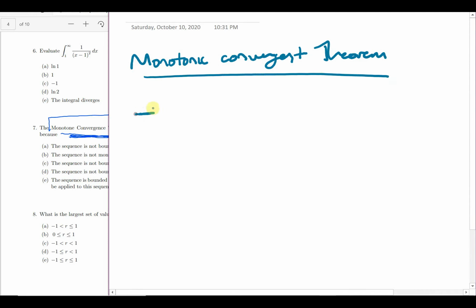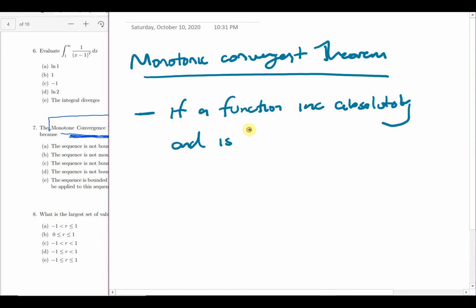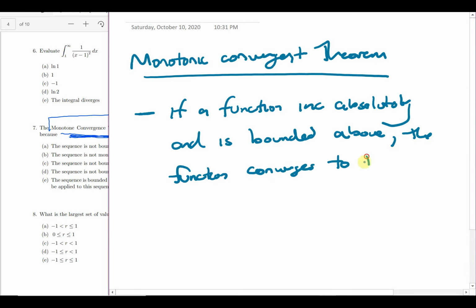So basically there's two pathways. If a function increases absolutely and is bounded above, the function converges to the upper bound.